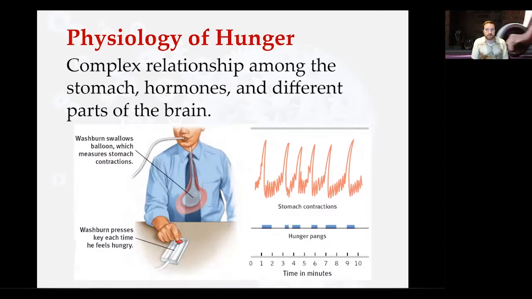The physiology of hunger. There's a complex relationship among the stomach, hormones, and different parts of the brain. So in a classic experiment by Washburn, he swallowed a balloon which would measure his contractions of his stomach. And each time he felt hungry, he pressed a button. And he basically found that feeling hungry causes stomach contractions, but the feeling can happen even if the stomach is removed or filled with a balloon.